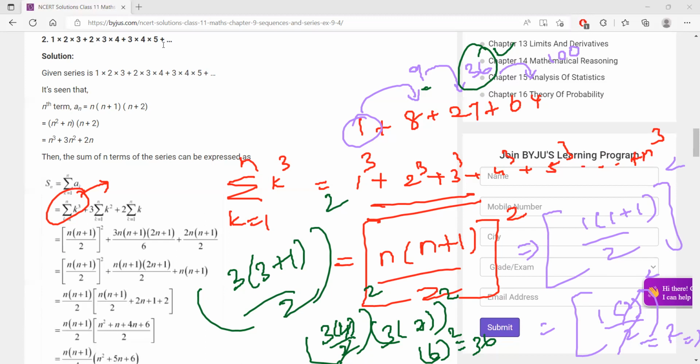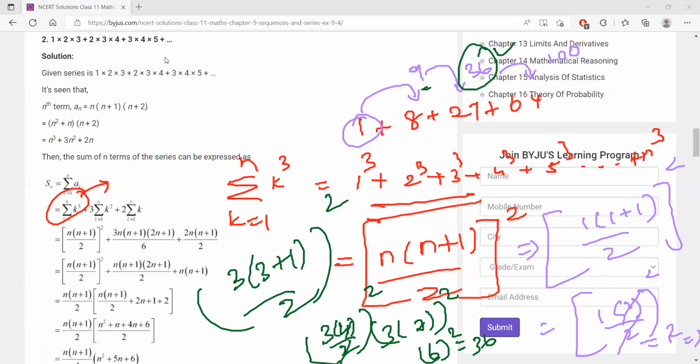When you have sum of n series, only k, you will write it as n into n plus 1 by 2. When you have a square series, you have to write it as n into n plus 1 into 2n plus 1 whole divided by 6. You have to learn those three series by heart. Only three, ma'am. Yes, only three.